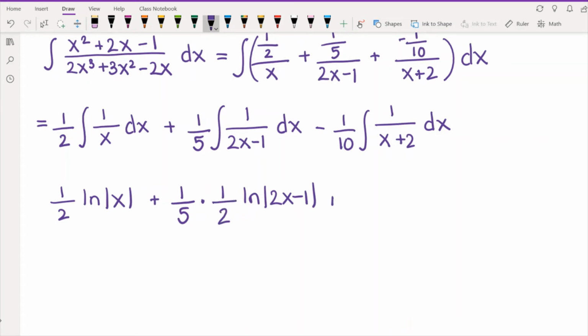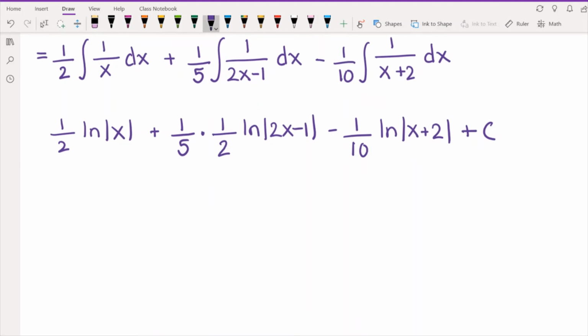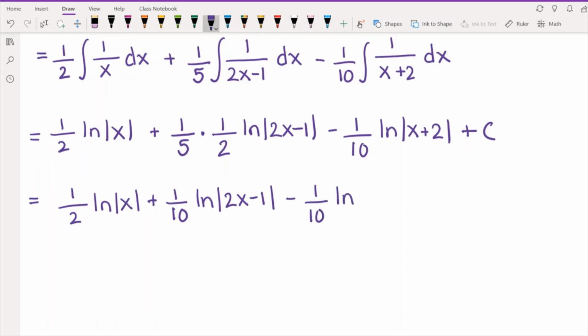And then here we get minus 1/10 times ln of absolute value of x plus 2, because again, in that one, the leading coefficient is 1, and so we don't need to worry about any chain rule stuff going on. So as our final answer, we'll get 1/2 ln of absolute value of x plus 1/10 times ln of absolute value of 2x minus 1 minus 1/10 times ln of absolute value of x plus 2 plus c.